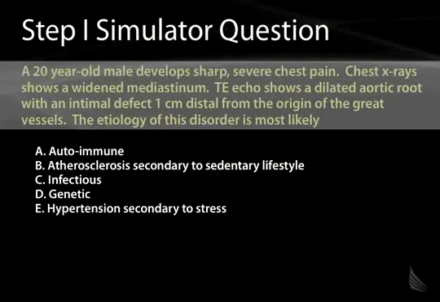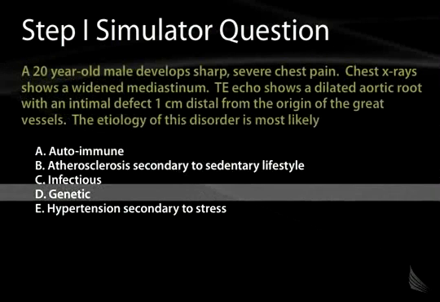This is a typical picture: a young male doesn't have any atherosclerotic risk factors and no other symptoms suggest another etiology. He likely has an aortic dissection secondary to genetic causes, so D would be the right answer in this circumstance.